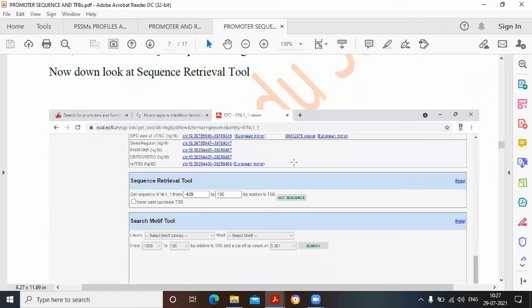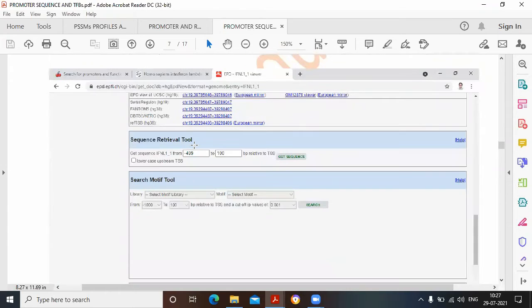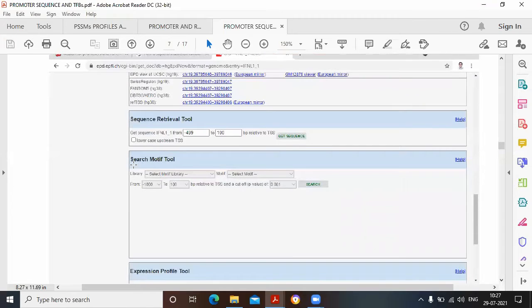Down below, the sequence retrieval tool is written. In the sequence retrieval tool, with respect to IFNL, the sequence is mentioned from -499 to 100, and further below, the search motif tool mentions from 1000 to 100. Got it? And here the sequence retrieval tool with respect to my sequence is mentioned as -499 to 100. So what does it indicate?